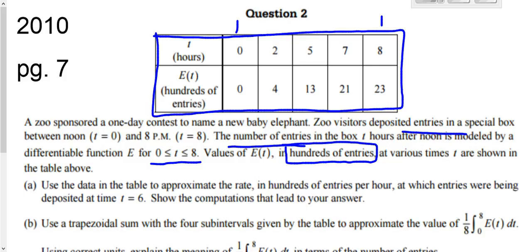Part A, use the data in the table to approximate the rate in hundreds of entries per hour at which entries are being deposited at time t equals 6. Show the computations that led to your answer.